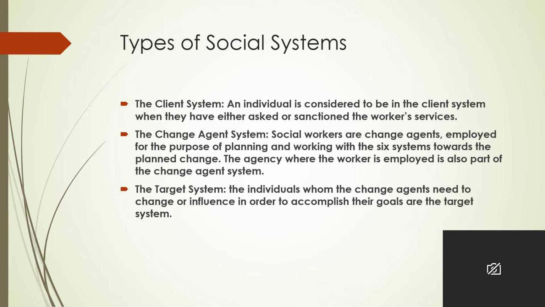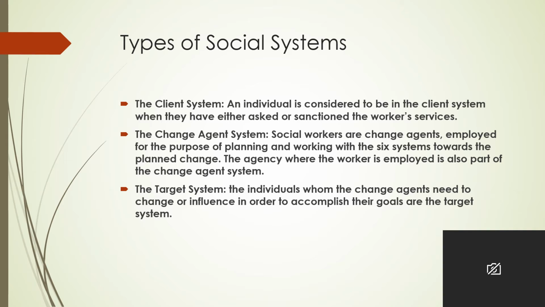First, let us try to see what a client system is. An individual is said to be in the client system when she or he has either asked or accepted workers' services. In other words, there should be an explicit or implicit contract between the client and the worker. There are situations where clients voluntarily approach the worker. There are also occasions when the worker approaches the clients. The people who are identified as targets of workers' efforts are considered as potential clients until an agreement is made between them.